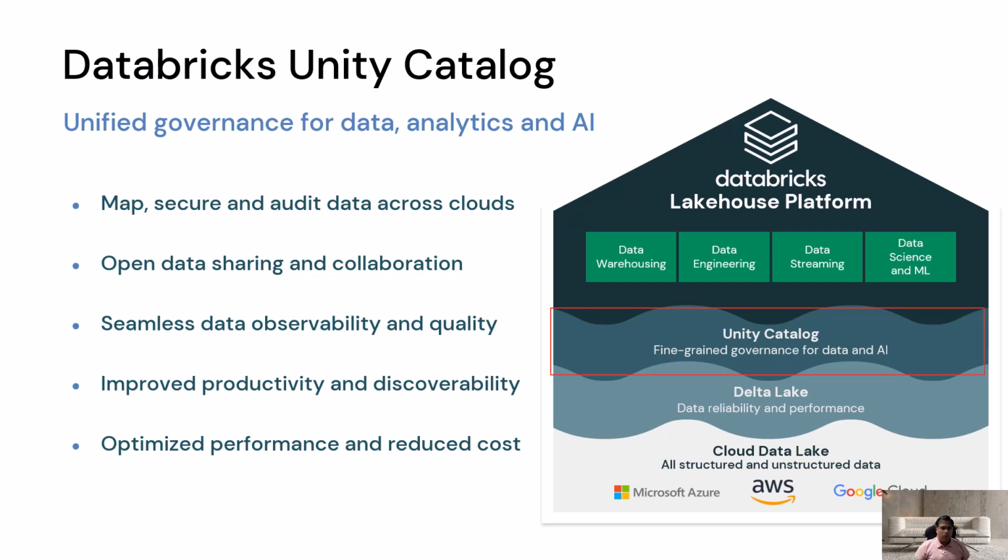It provides you options for seamless data observability and quality across the different scenarios. It helps you improve the productivity and discoverability of the data, as any other governance tool does, right? It also provides you optimized performance and reduced cost. So that is why Unity Catalog is a must-have tool for your data estate.